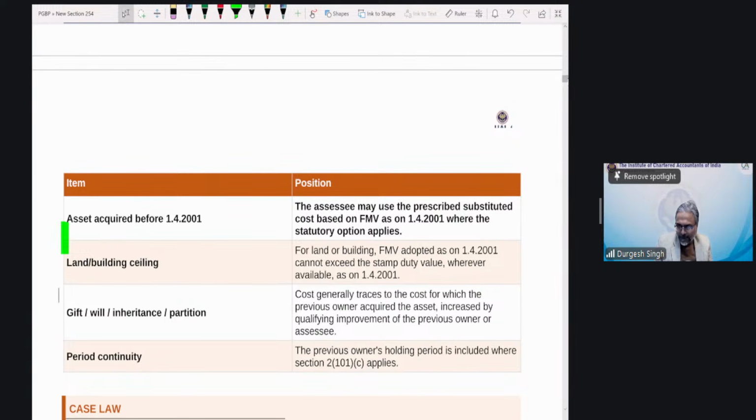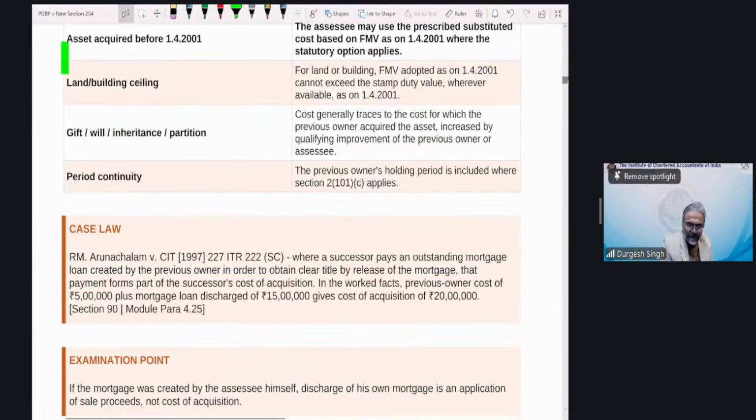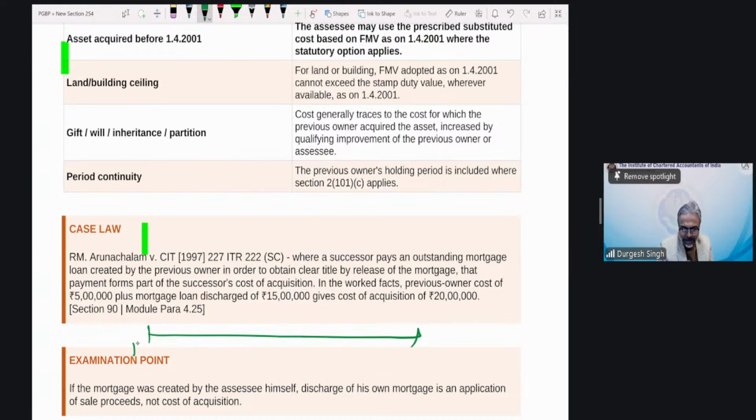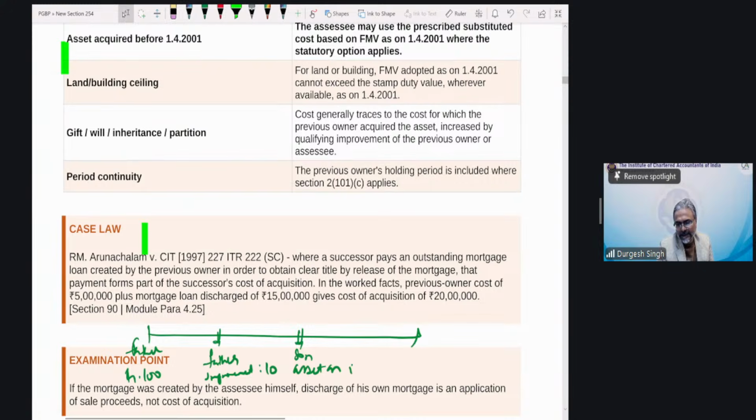Students, now tell me one thing. You have to be careful on this one. Sometimes they do ask these kind of questions. So you just be careful. Supposing, students, here, father has acquired at rupees 100. Okay? Then father has done improvement of say rupees 10 in that context. Thereafter, son got asset on inheritance.